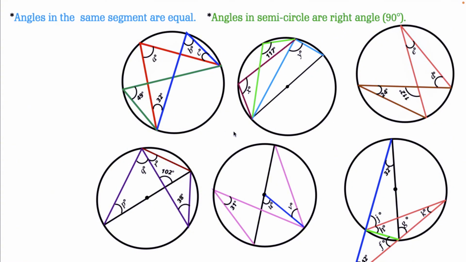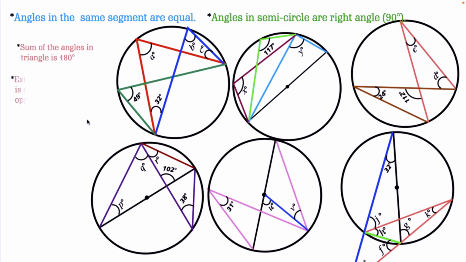But before we go into this problem, recall that the sum of the angles in a triangle is equal to 180 degrees. An exterior angle in a triangle is equal to the two opposite interior angles, and a straight angle is 180 degrees.